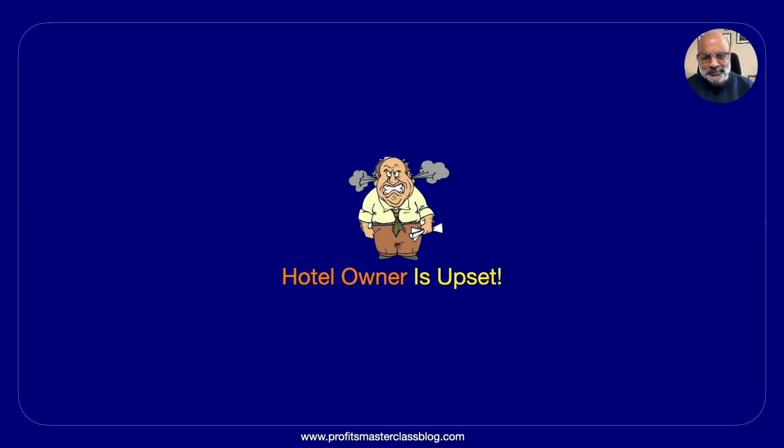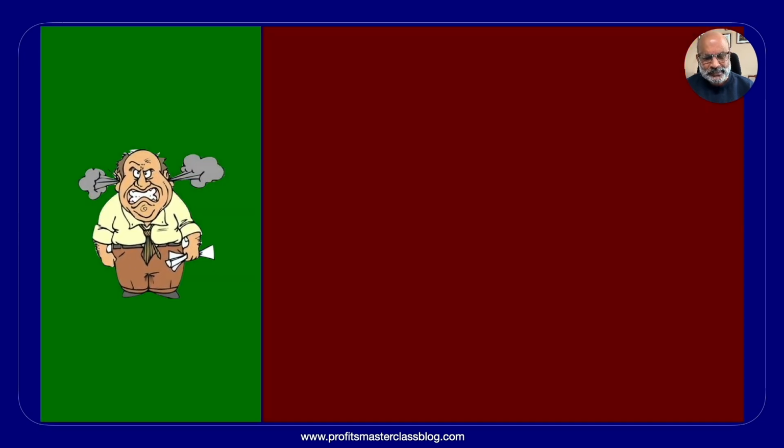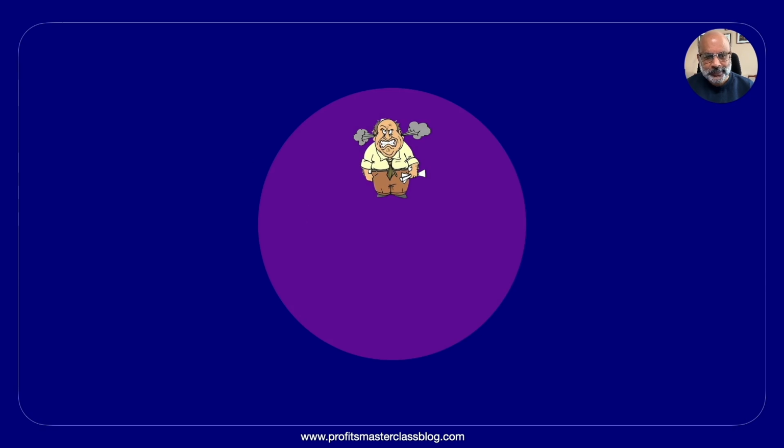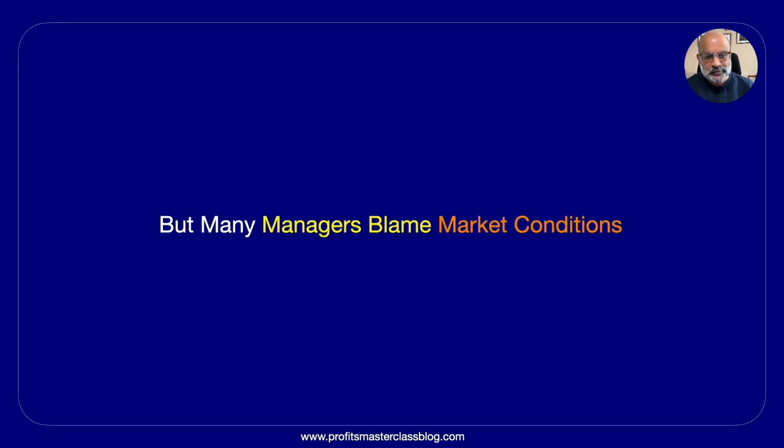The continuous decrease has annoyed the hotel owner. He's demanding to know what's going wrong. What actions will you take to go back to your owner? Hotel managers often tend to blame market situation for not achieving budget. However, your competition is doing well, so you have to look internally. Let me show you where you should look first.